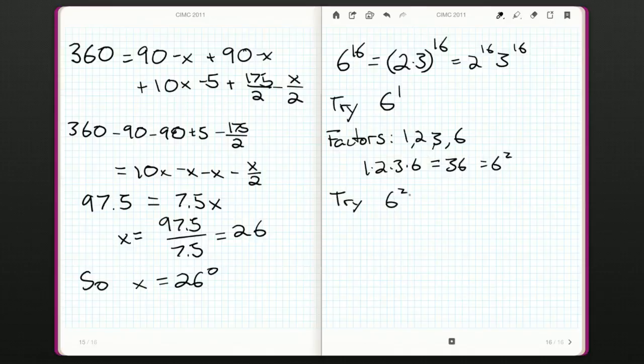Maybe we try 6 to the 2. Maybe we should even try 6 to the 4. I noticed 6 to the 16. 16 is a square. That might be important in some way. But let's try 6 to the 2. So the factors are, and this is where it gets hard. We want to make sure we don't miss a factor.